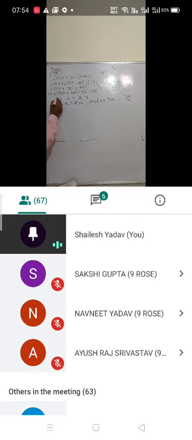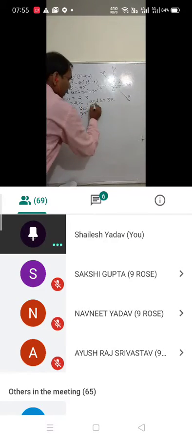Now angle POX equals A plus B, and that is 90 degrees. So you put in the values: 2x plus 3x equals 90 degrees. Then 5x equals 90 degrees. Transferring 5 to the right side, it will be divided, so x equals 90 upon 5, which is 18 degrees. So you got the value of x as 18 degrees.